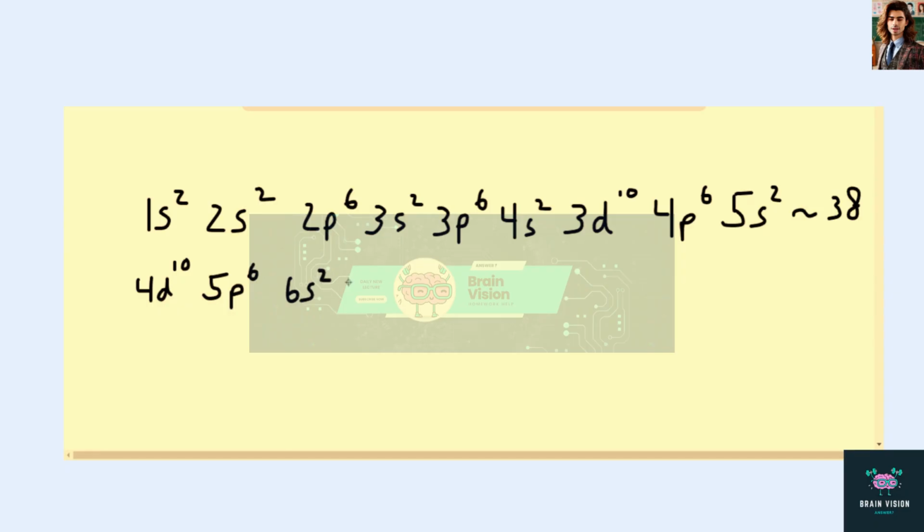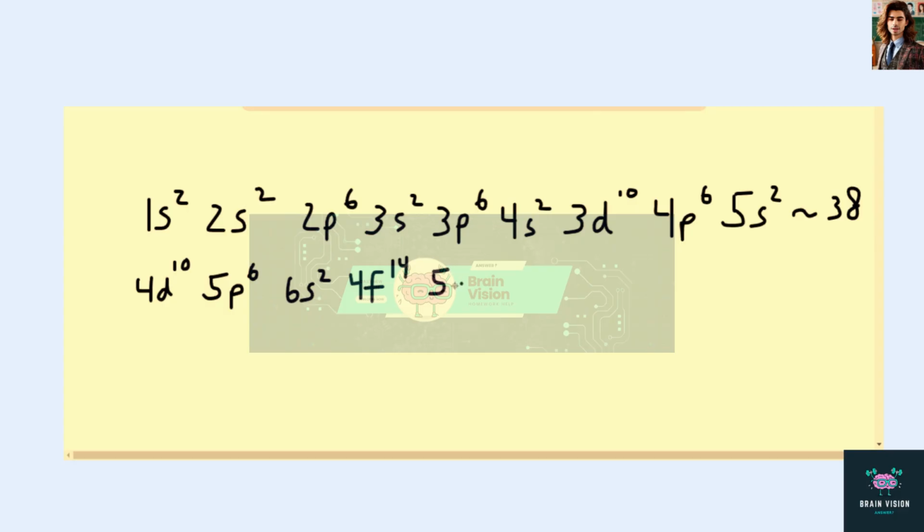And then before we move on to either 5d or 6p, the next one would be 4f. This is because 4f is 4 plus 3, which is 7. 5d is also 7, and 6p is also 7. So now we have to go in the order of n. Going in the order of n would start with n equals 4. So 4f, f can hold 14. So this is 4f to the 14.